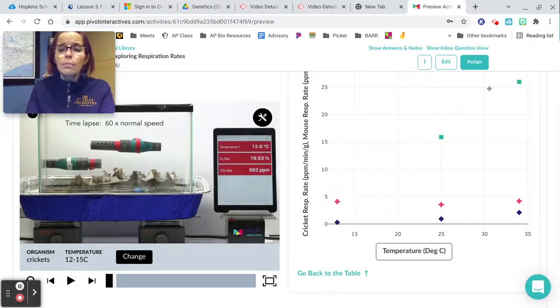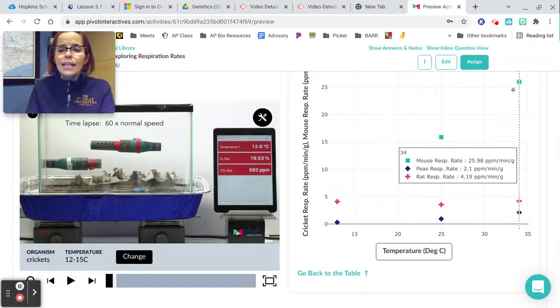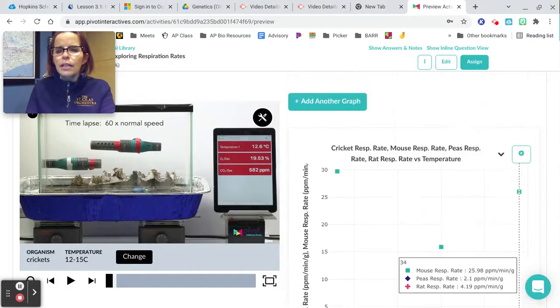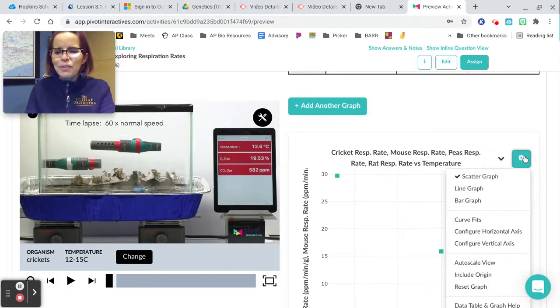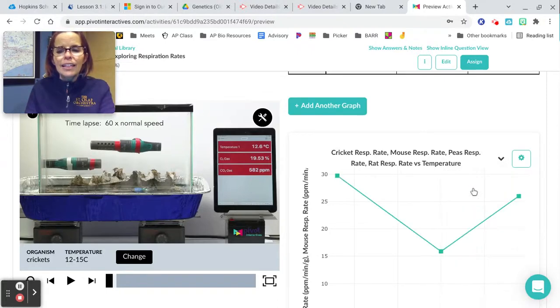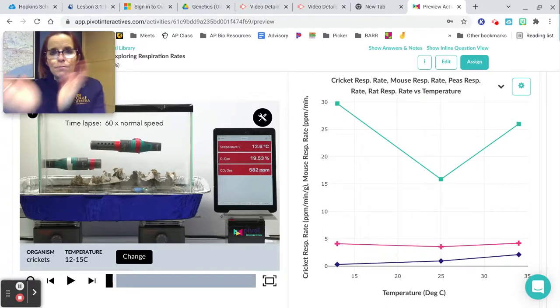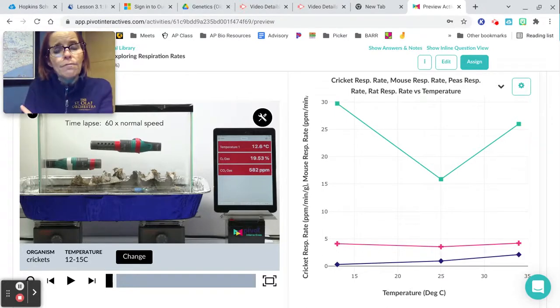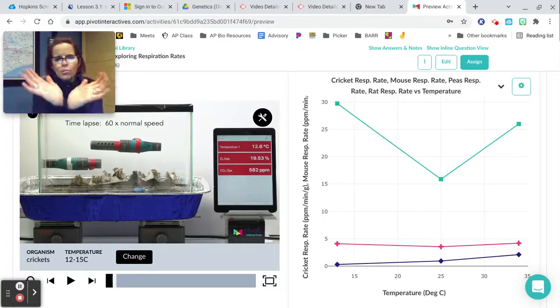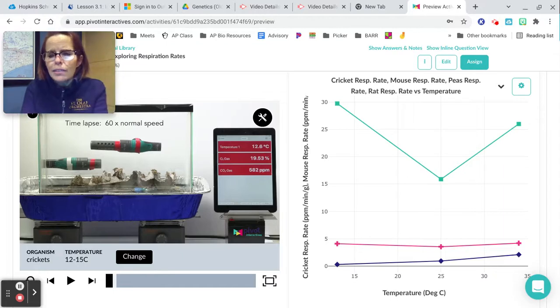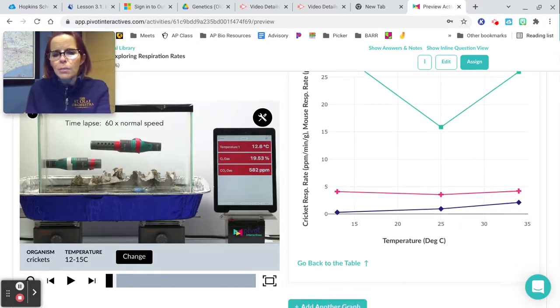And now we've got a bunch of dots. It's plotted all the dots. The last thing that we want to do, please let me not screw this up, is click this gear and turn it into a line graph. And then we can see the whole graph. So the green V shape, that's the mouse graph, and it's super high respiration rate. The pink line is also slightly V'd, but not very much, and it's higher than the others. That's the rat respiration rate.